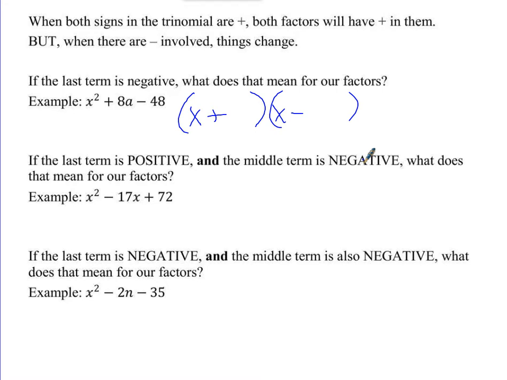The two numbers have to multiply to give me negative 48. 4 and 12 multiply to give me 48, but 12 times negative 4 gives me negative 48. They have to add to give me positive 8. 12 plus negative 4 gives me positive 8. So the two numbers are 12 and negative 4.